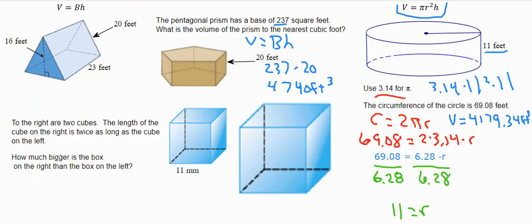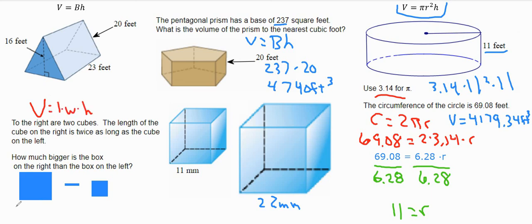And the last one, there are two cubes. The length of the cube on the right is twice as long as the length of the cube on the left, so this is going to be 22 millimeters. How much bigger is the box on the right than the box on the left? Well, volume is just going to be length times width times height for a box to keep it easy. So we're going to have the big box minus the little box. And do note that cubes imply that all the sides are the same. So length times width times height.